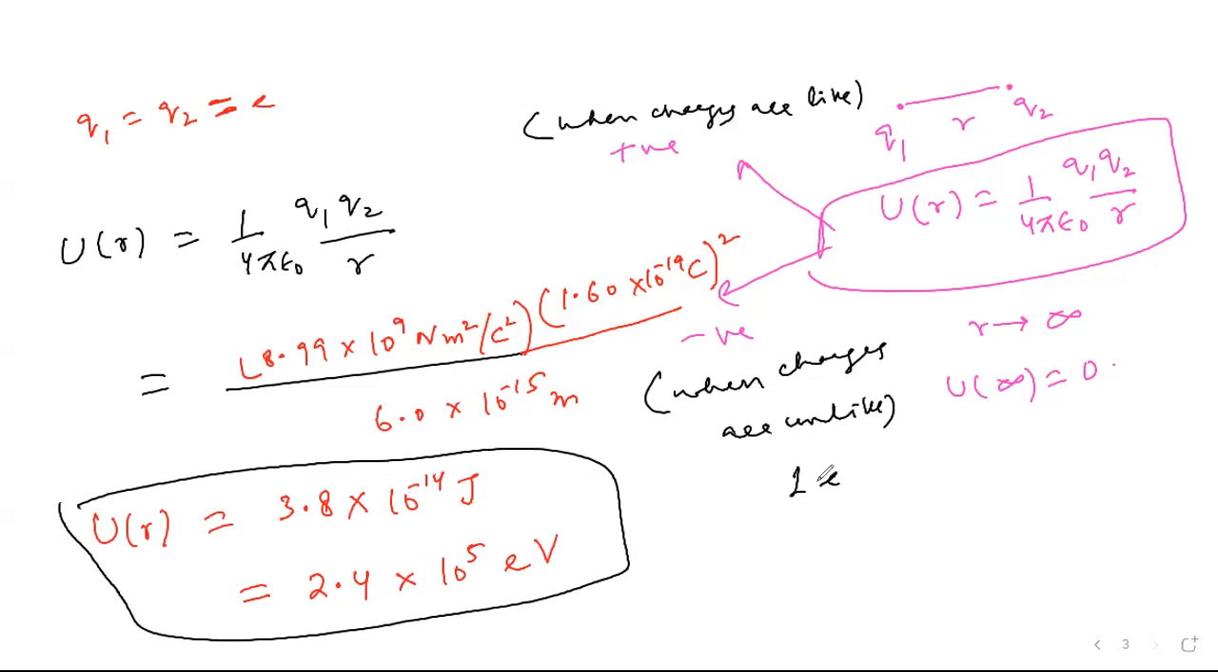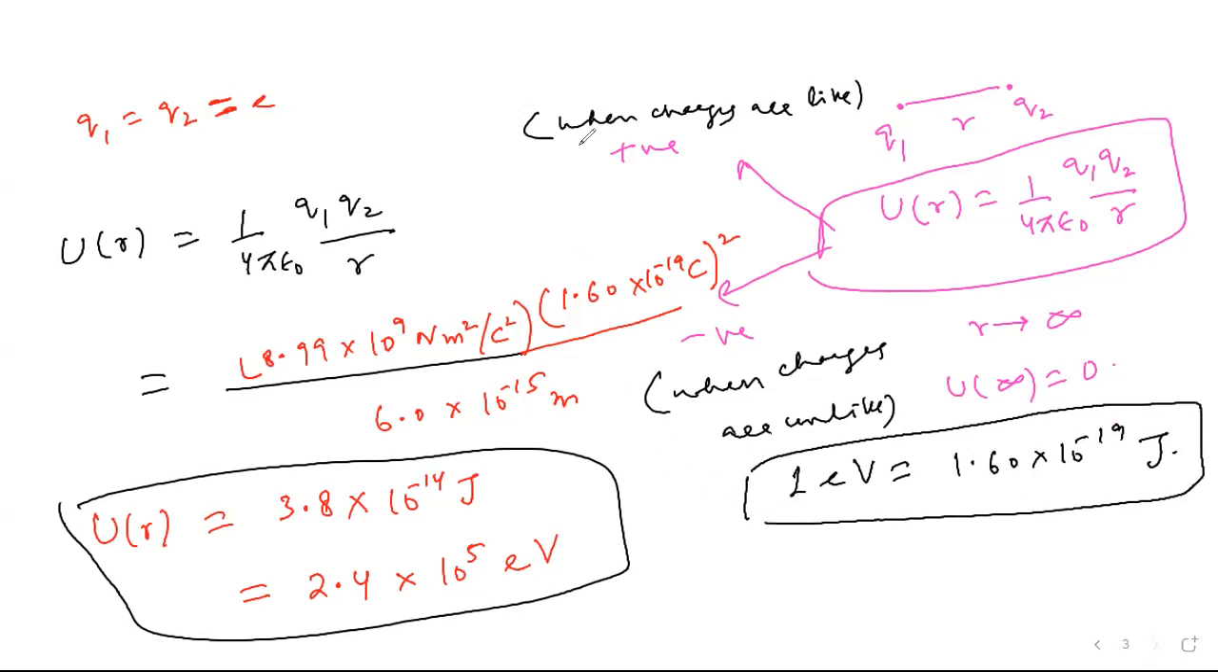Remember, electron volt is a unit of energy. 1 electron volt is 1.60 into 10 raised to the power minus 19 joule. So this is the conversion relation between electron volt and joule. Now, as always, check the calculation at home.